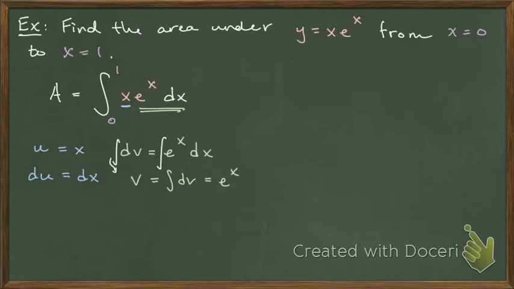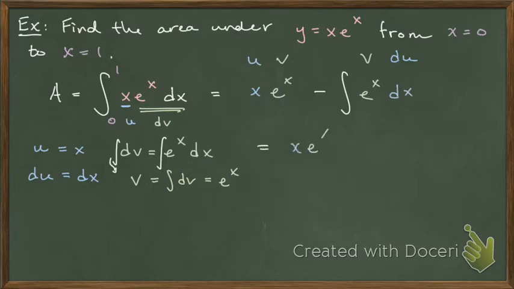Okay, so that's an easy thing to forget, but I have to take an antiderivative to get from dv to v. Okay, now I can work a little bit towards actually figuring out what this area is. U dv in my integral there is equal to u times v. So u is x and v is e to the x minus the integral of v du. Okay, I have v now and I have du, so I'm really just plugging those in. V is e to the x and du is dx.